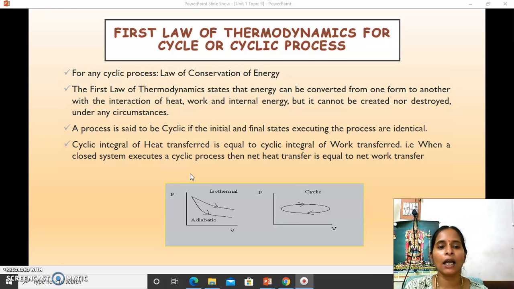A process is said to be cyclic if the initial and final states of the process are identical. You know very well. So when this law is applicable to a cyclic process, the cyclic integral of del q is equal to the cyclic integral of del w. That is, the cyclic integral of heat transferred is equal to the cyclic integral of work transferred. Whatever work input you have given in the various processes will be equal to the cyclic integral, or addition, of the work transferred.